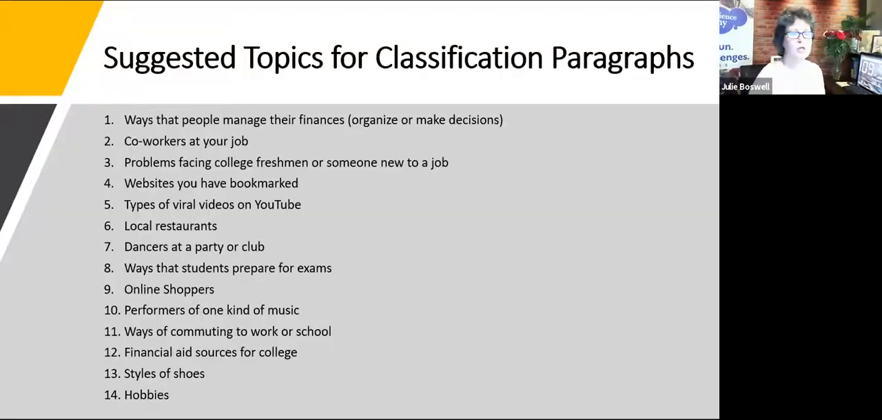Here are some topics that they suggest for classification. Coworkers at your job. Ways that people might manage their finances, problems facing first-year college students or someone new to a job, websites you may have bookmarked, types of viral videos on YouTube, local restaurants, dancers at a party or club, ways that students prepare for exams, online shoppers, performers of one kind of music, ways of commuting to work or school.